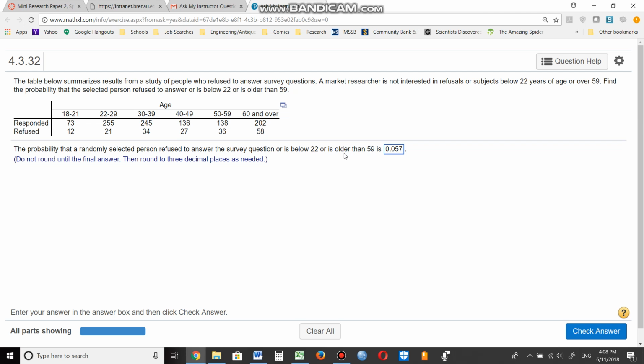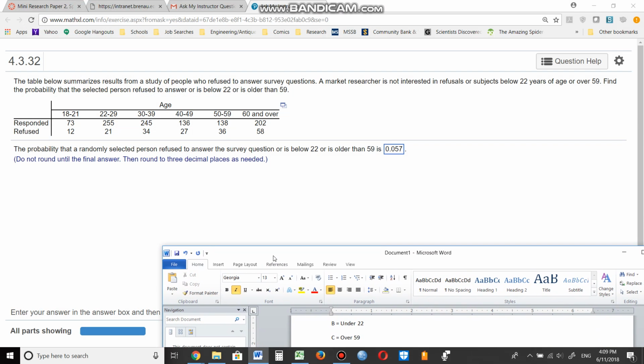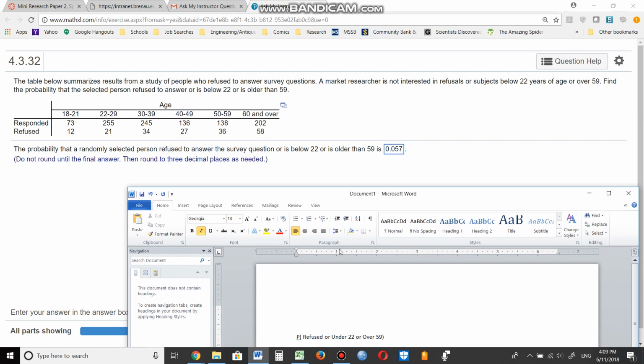We already have an addition rule for 2 events. We know that the probability of A or B is equal to the probability of A plus the probability of B minus the probability of A and B. So what we have to do is use the analogy of this rule with 3 events. And the rule is going to look like this.